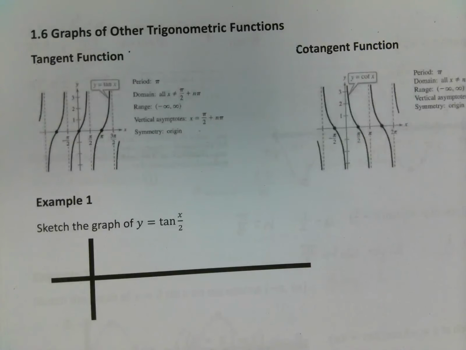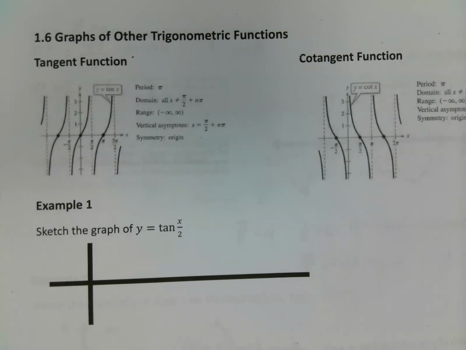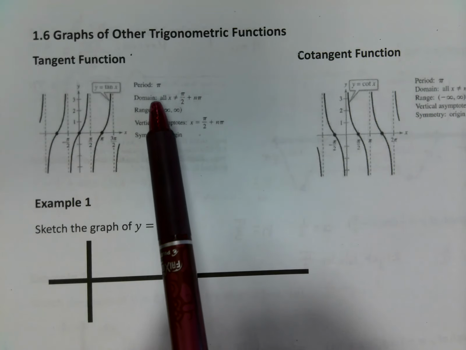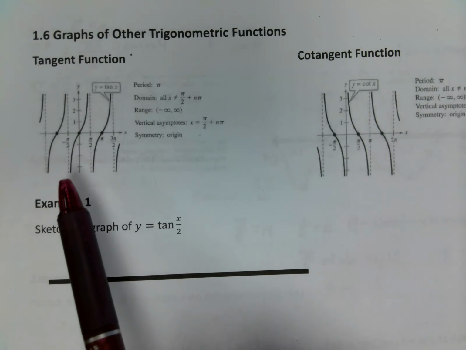All right, 1.6, we've done sine, cosine. Now we're on to tangent and cotangent first. So a couple of things to be aware. In sine, cosine, one full period was 2 pi. Now our period is pi when we're looking at tangents. We're going to focus on tangent first.